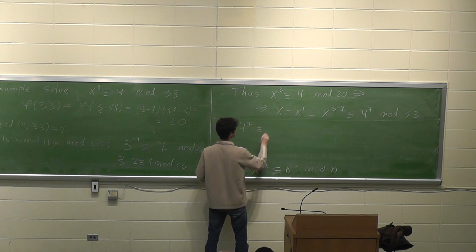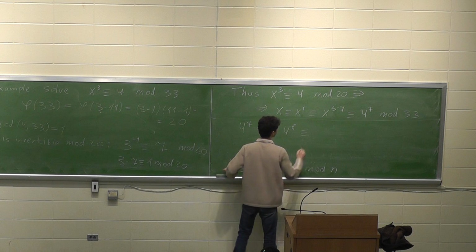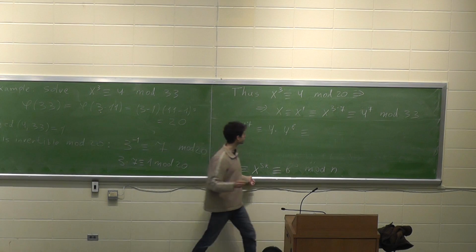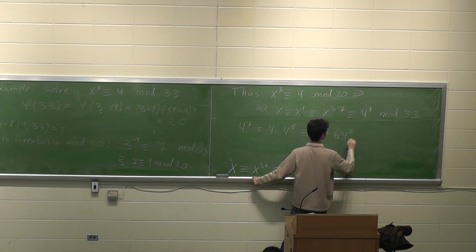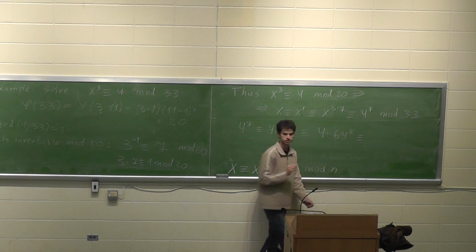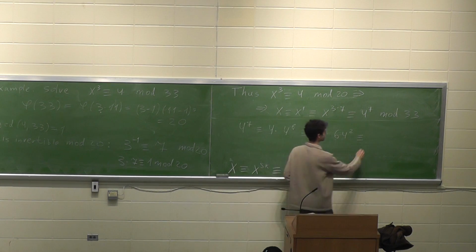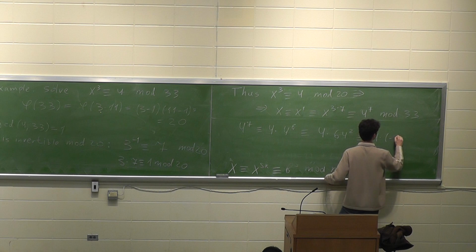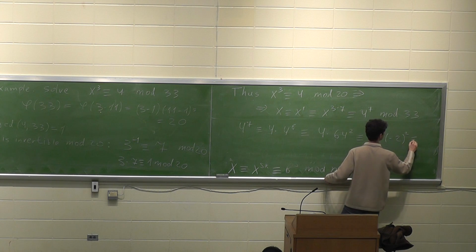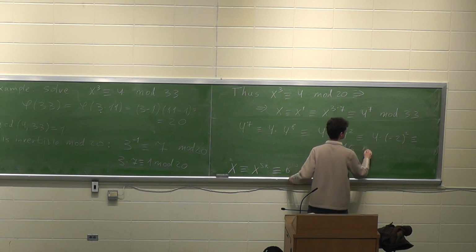Let me write it like this. It's 4 times 4 to the power 6. 4 cubed, I remember, is 64. So it's 4 times 64 squared. 64 modulo 33 is minus 2, because 66 is divisible by 33. And this gives 16.